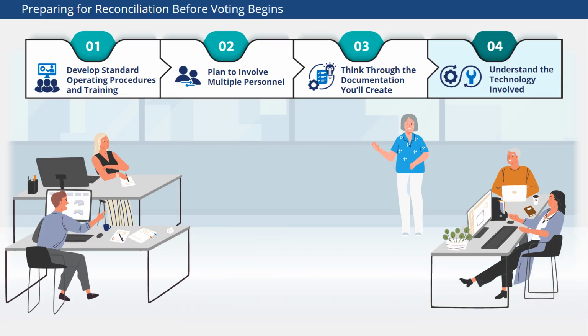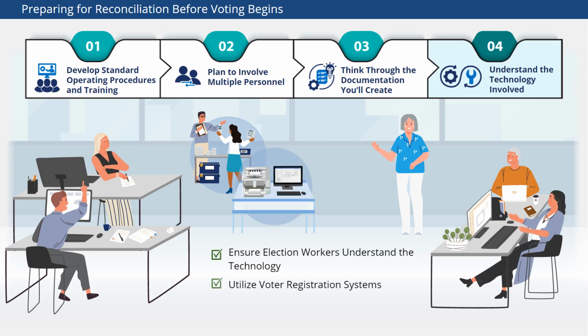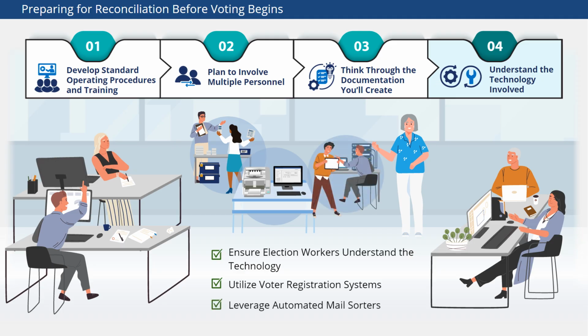4. Understand the technology involved. Make sure that election workers fully understand the technology involved. You may be required to use certain technology to perform reconciliation, while other technology may be optional. For example, many election officials use their voter registration system to document ballots issued and received, and track rejections. These systems can often produce reports with combined counts of these actions, either by batch, workday, or in total for the entire election, which can be very useful for reconciliation.